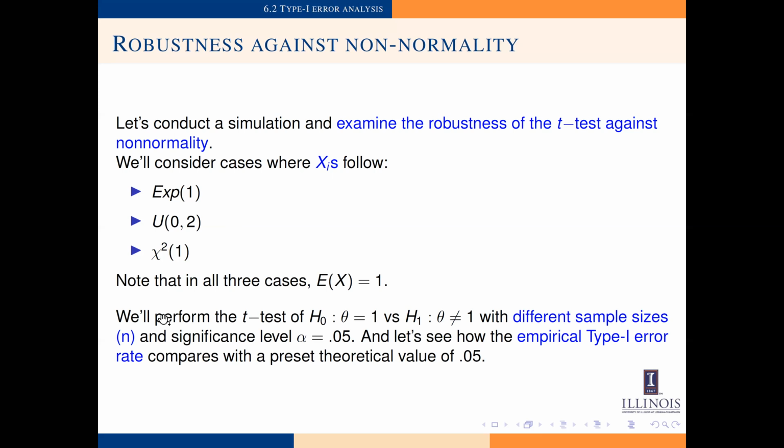So let's perform the t-test, where the null hypothesis is that the mean is equal to 1, and the alternative hypothesis is that theta, our mean, is not equal to 1. We'll do this with different sample sizes, denoted by n. And we'll use a significance level alpha of 0.05. So based on this alpha value, we will find the corresponding t distribution's critical value and decide whether we want to reject or retain the null. Let's see how the empirical type 1 error rate compares with the preset theoretical value of 0.05.